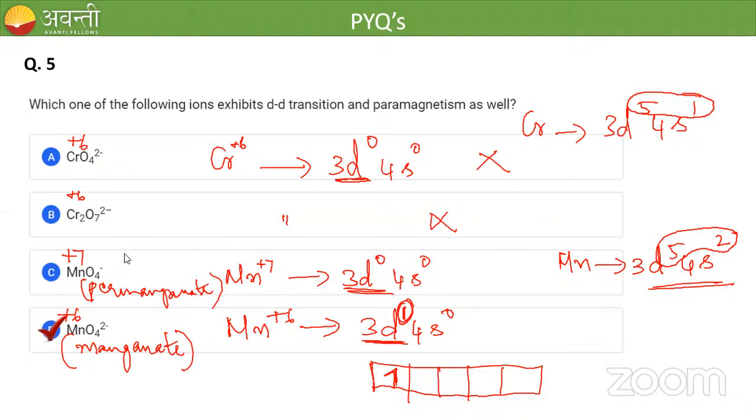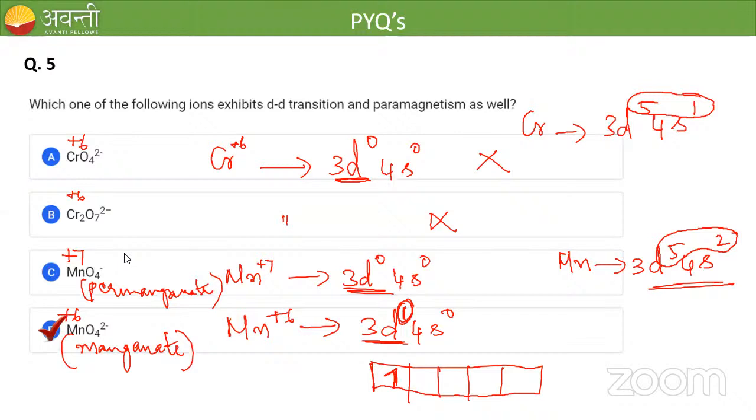Are you able to understand why manganate is paramagnetic? If a compound has an unpaired electron, then it is paramagnetic in nature. For others who gave option C as the answer, Sakshi, Jyoti, and Vaishnavi, are you able to understand now why option C is incorrect? Good. So don't make silly mistakes like this.